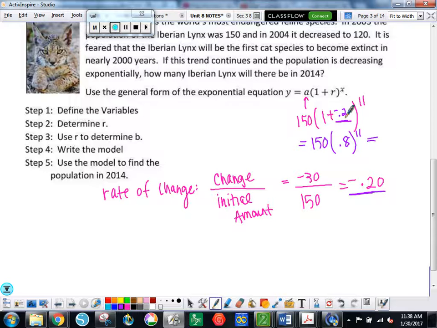2014. 7.4? Somebody confirm, is that what you got? 12.8? Now we're not going to say 0.8, right? Because there's probably not 0.8 of a lynx.